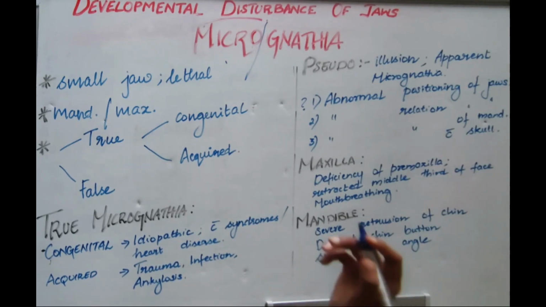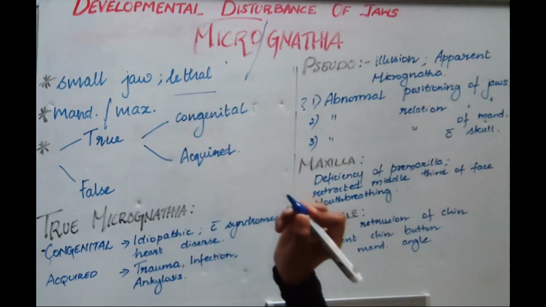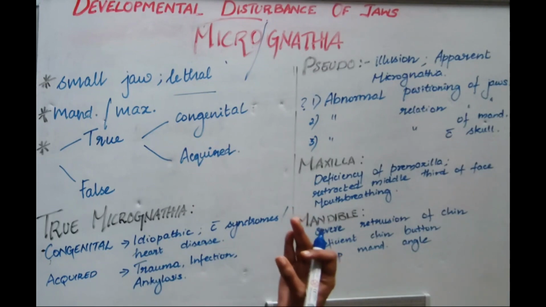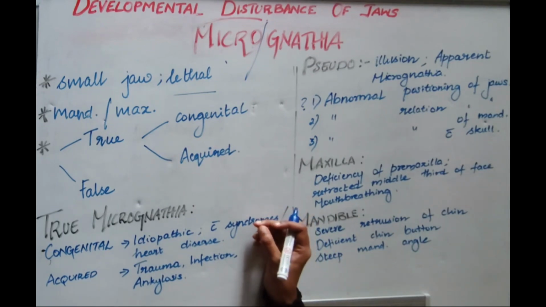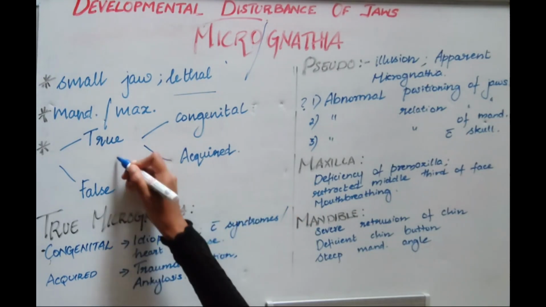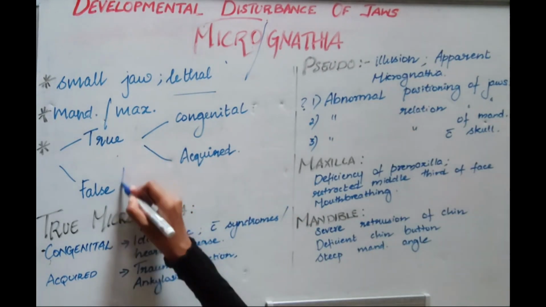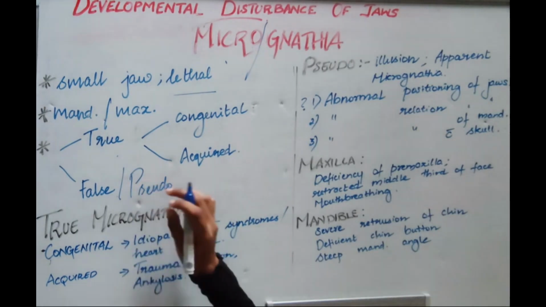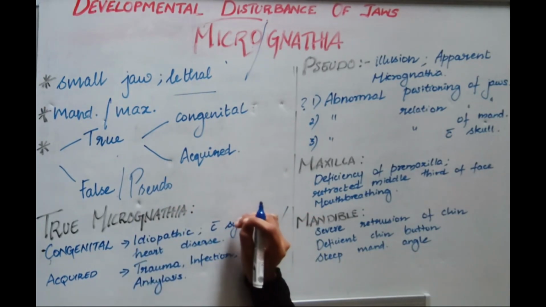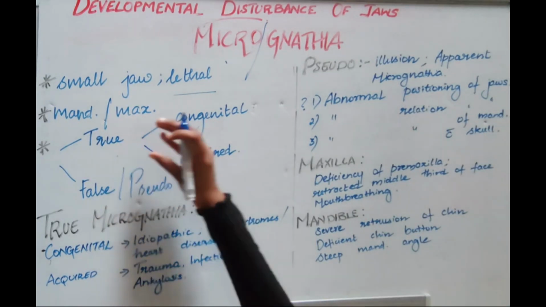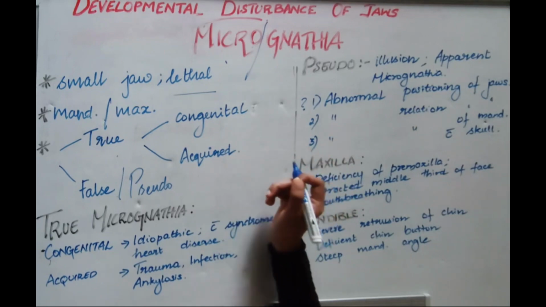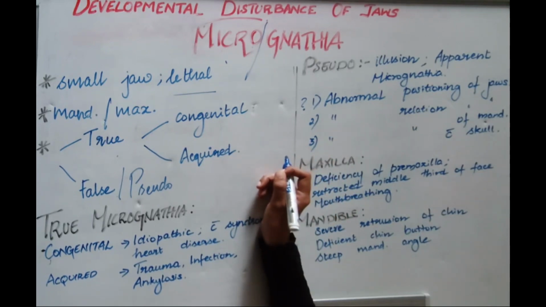Same as agnathia, it is also a lethal anomaly which can lead to death. And here also both mandible and maxilla can be affected. Now, when coming to micrognathia, we have two types, that is true and false, also called pseudo-micrognathia. The true micrognathia is further of two types, congenital and acquired. First, we will see about true micrognathia.